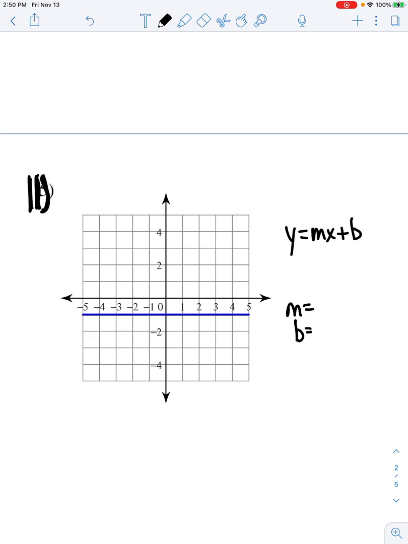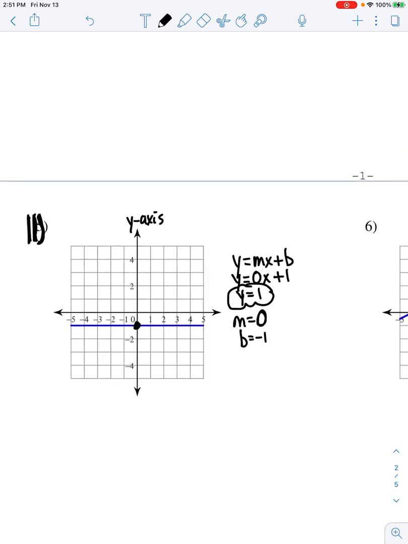If you have a horizontal line, don't we already know the slope is 0? Didn't we learn that a couple of lessons ago? But I do need my y-intercept. So this crosses the y-axis. See, that's the y-axis at -1. So watch this. Y equals 0x plus 1. Well, what's 0 times x? 0. So your equation is y equals 1. Remember we talked about that earlier?